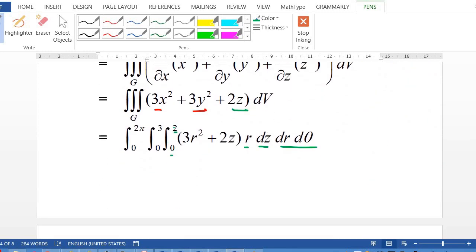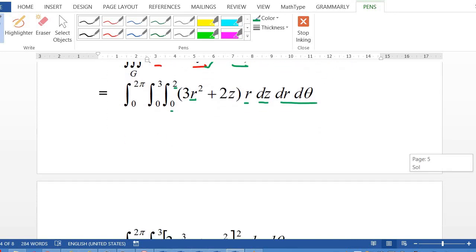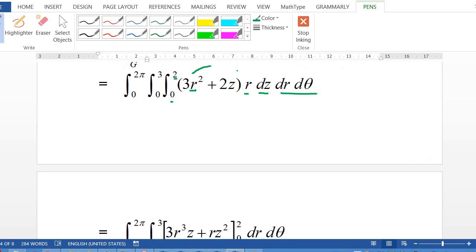Okay, so z from 0 to 2, r from 0 to 3, theta from 0 to 2 pi, and x squared plus y squared will be r squared. Then you factor out 3, and then x squared plus y squared, which is r squared, plus 2z, r dr d theta. So in total you have 3r cubed.